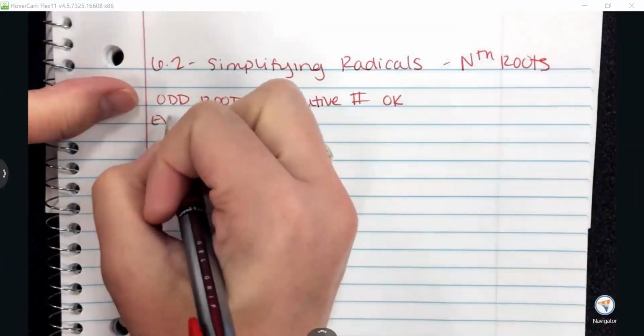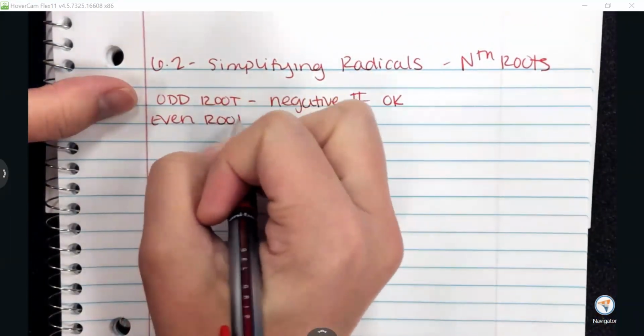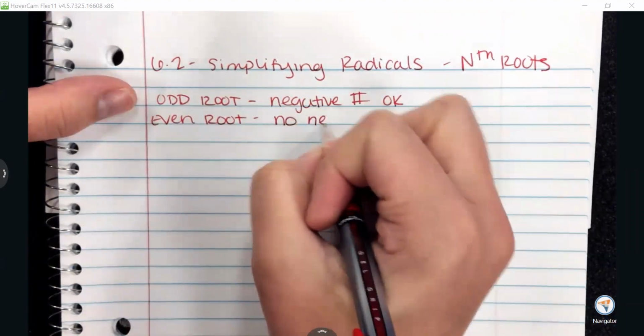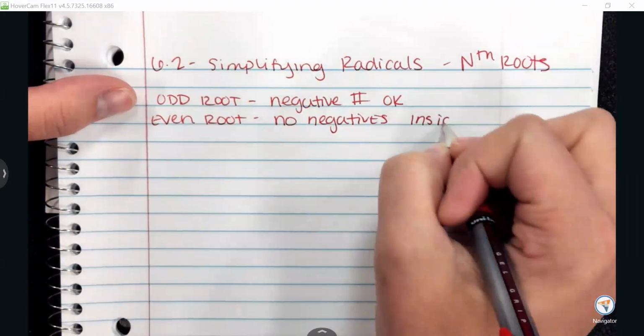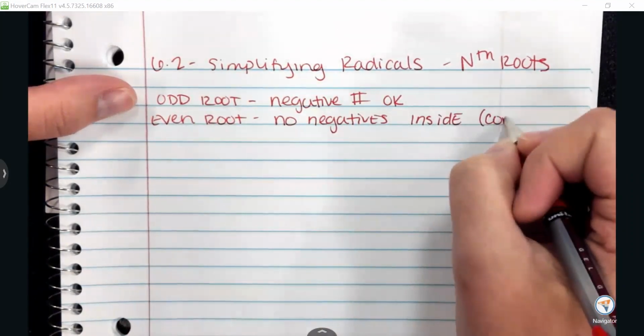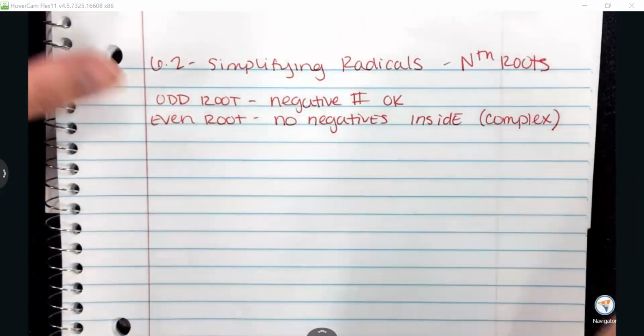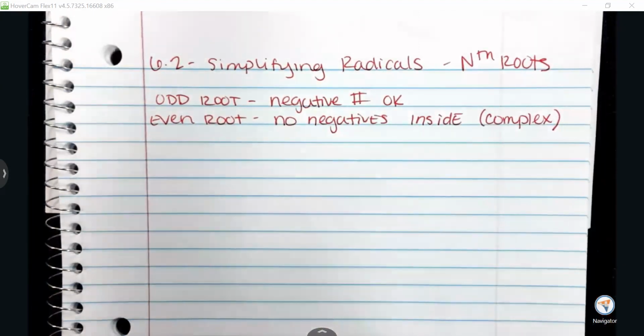If I have an even root, you can have no negatives inside. That's the next unit. Those are complex or imaginary. Okay, so you cannot have a negative inside an even root. Like 4th roots, 6th roots, square roots, you can't have that.